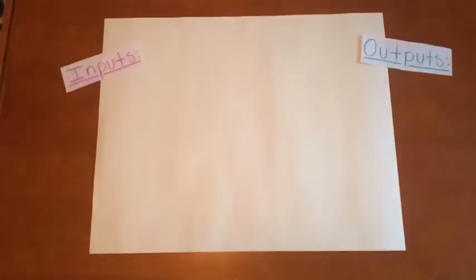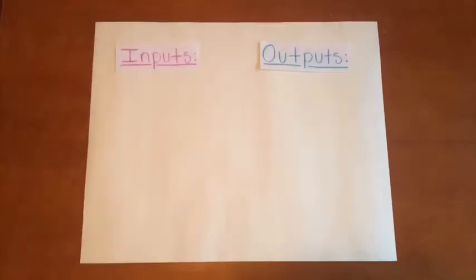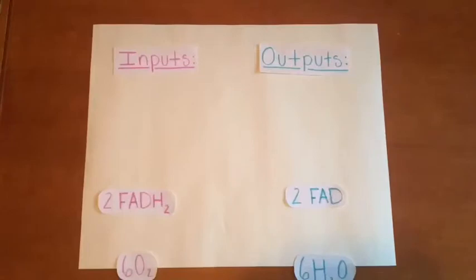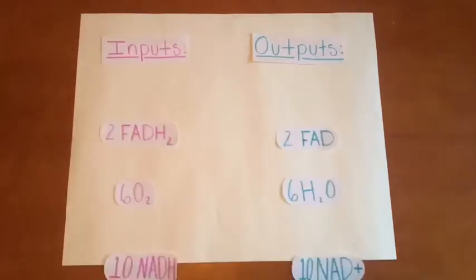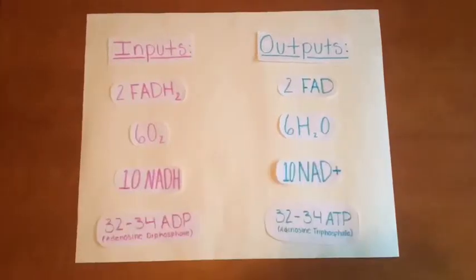The inputs of oxidative phosphorylation are 32 to 34 ADP, 6 oxygen molecules, 2 FADH2 molecules, and 10 NADH molecules. The outputs of oxidative phosphorylation are 6 H2O molecules, 32 to 34 ATP, 2 FAD, and 10 NAD+ molecules.